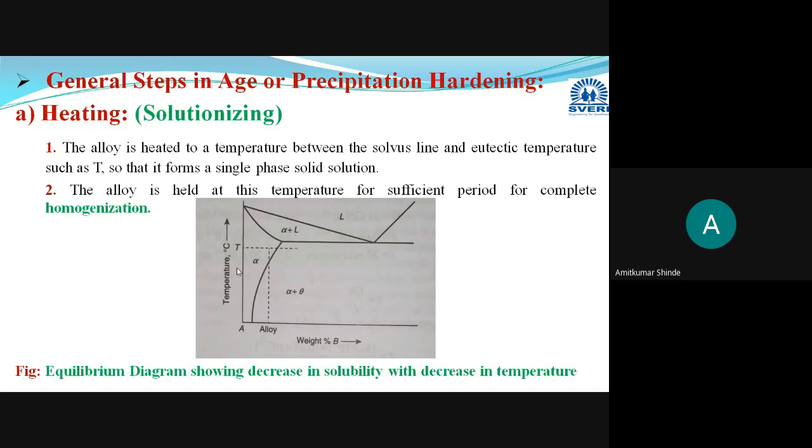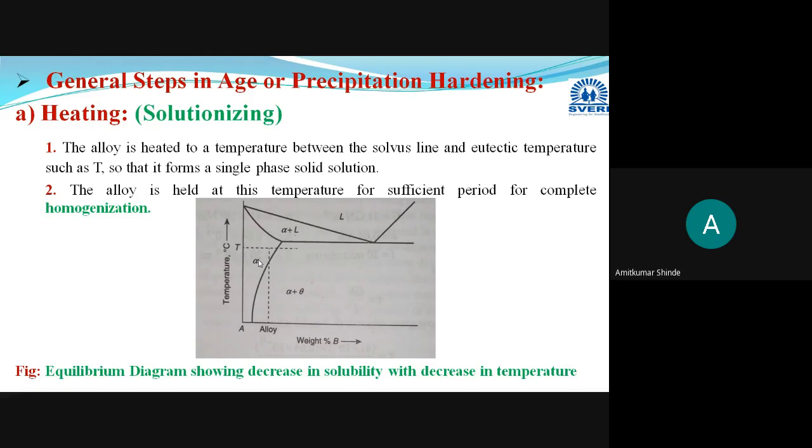Now what we are doing here is heating that particular alloy in a particular temperature range so that we end up with a homogeneous phase, meaning a single phase solid solution.